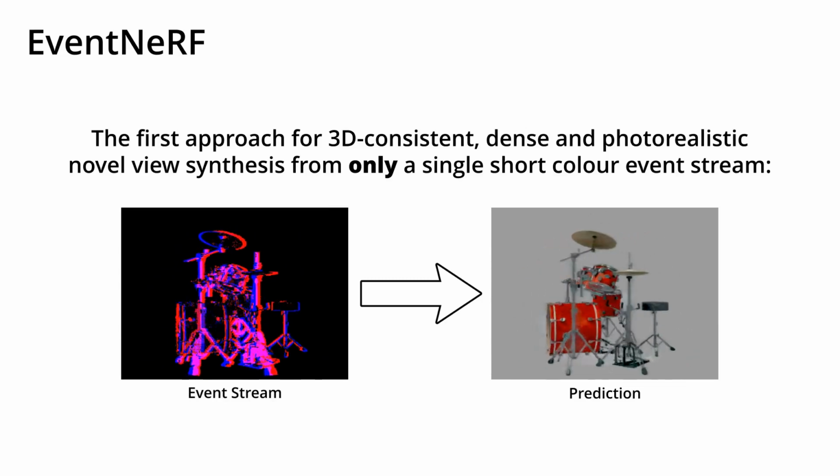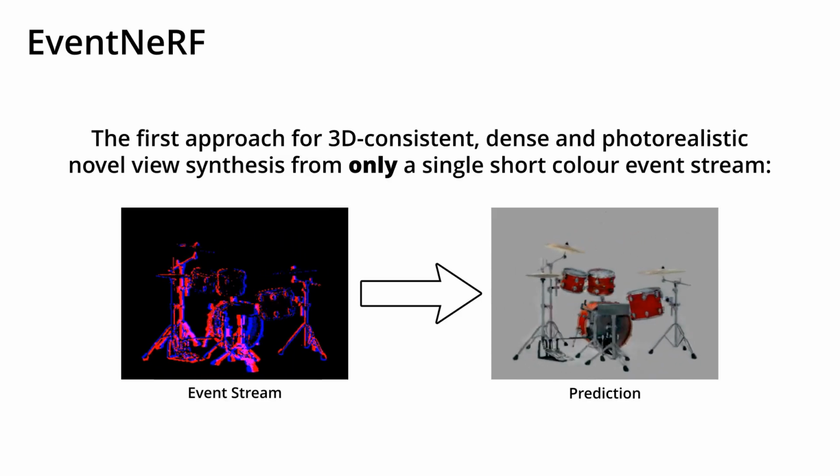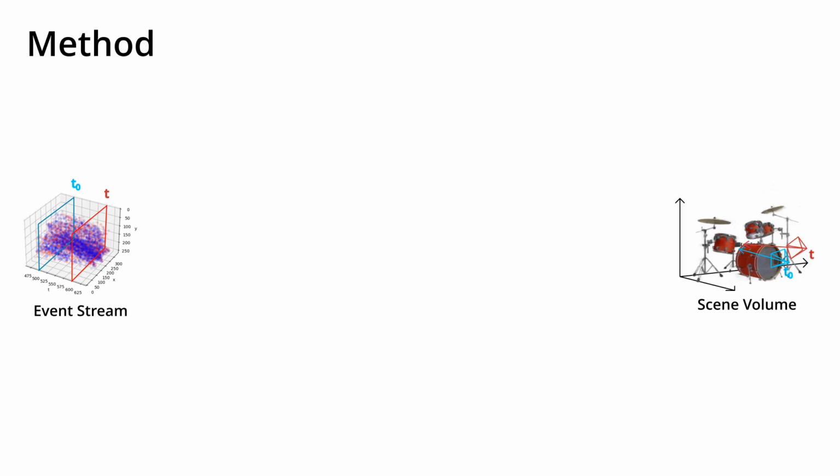Note that even though we use only the event stream as input, our results are rendered in the RGB space. On the left, we have an input event stream. On the right, we have a volumetric scene model. To this end, we adopt neural radiance fields, or NeRF for short, which is the state-of-the-art coordinate-based volumetric 3D scene representation. So how do we connect these two modalities?